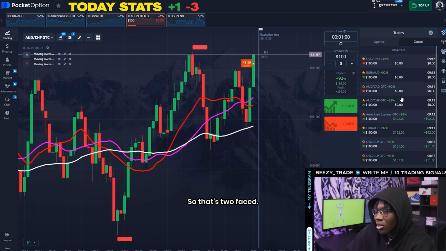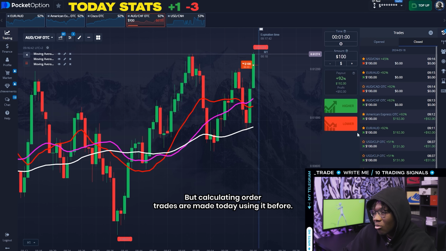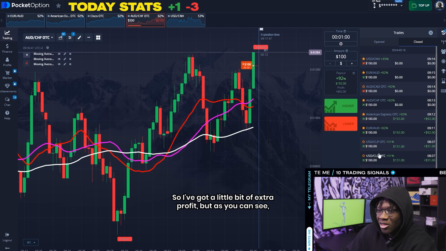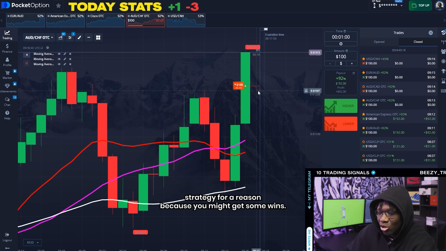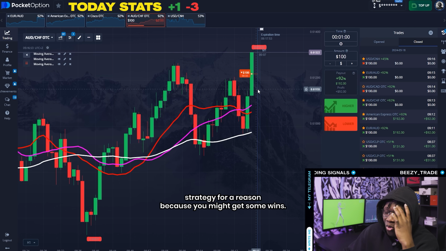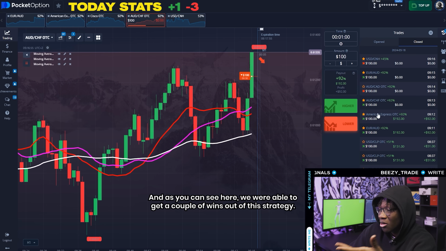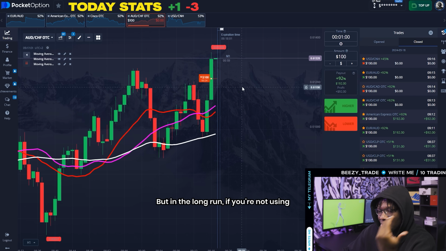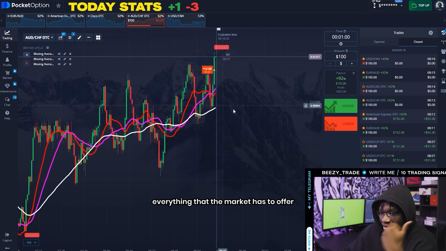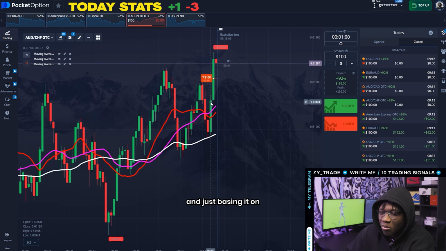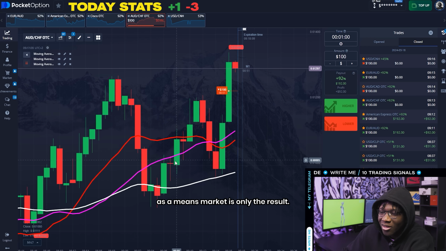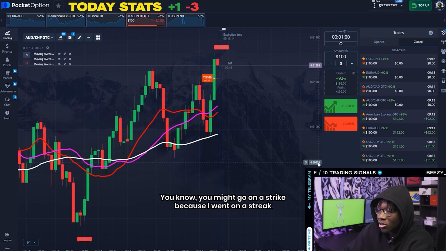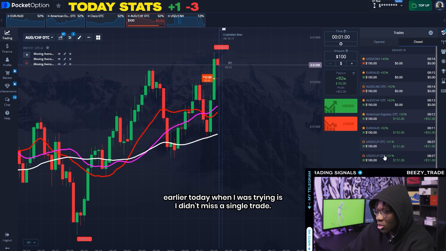So that's 2 trades we won. But calculating all the trades I made today using it before, I got a little bit of extra profit. But as you can see, it's an easy strategy for a reason, because you might get some wins. And as you can see here, we were able to get a couple of wins out of this strategy. But in the long run, if you're not using everything that the market has to offer and just basing it on SMAs and indicators only, you might go on a streak. Because I went on a streak earlier today when I was trying this. I didn't miss a single trade.